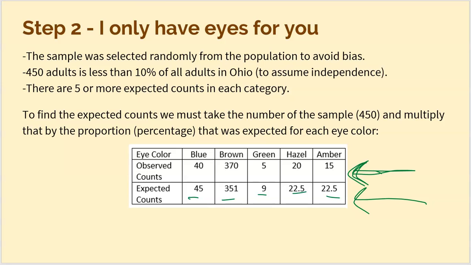Now, I don't want to spill the beans too much for what we're going to learn in topic 8.3, but now we have to decide, are these numbers so different? Is one of these numbers so far off that we can officially say that Ohio's distribution of eye color is not consistent with the rest of the nation? I mean, just using your old grandmother's eyesight, blue, 40 versus 45, really not that close. Green, 5 versus 9, that's not far away. Hazel, 20 versus 22.5, that's really close. Even brown, 370 to 351.